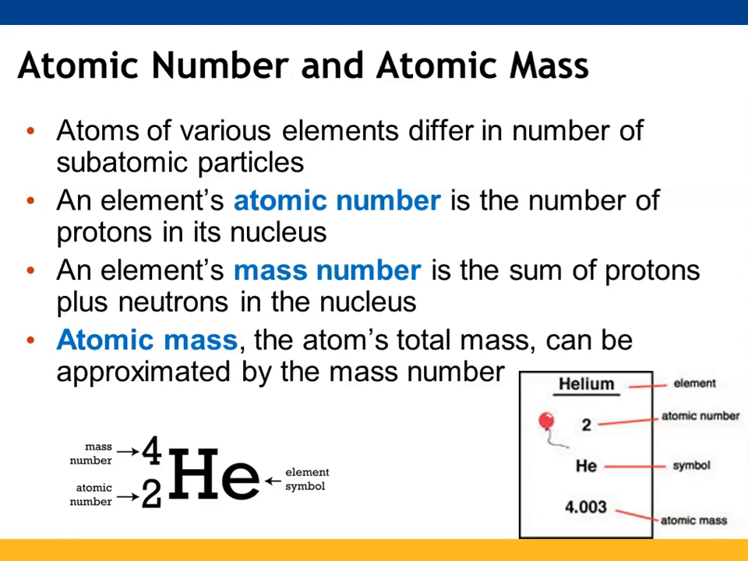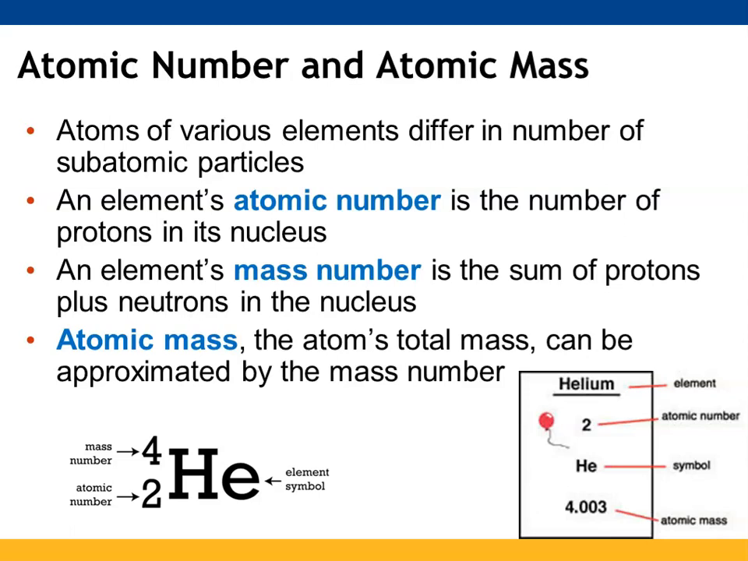Atoms of different elements are going to vary based on their subatomic particles, not just necessarily their protons, but they can also vary in terms of their neutrons. Your atomic number, which is always going to be present on a periodic table, tells you the number of protons that are present in a nucleus. The mass number tells us the protons plus the neutrons that are present. You cannot get the mass number strictly off of the periodic table.